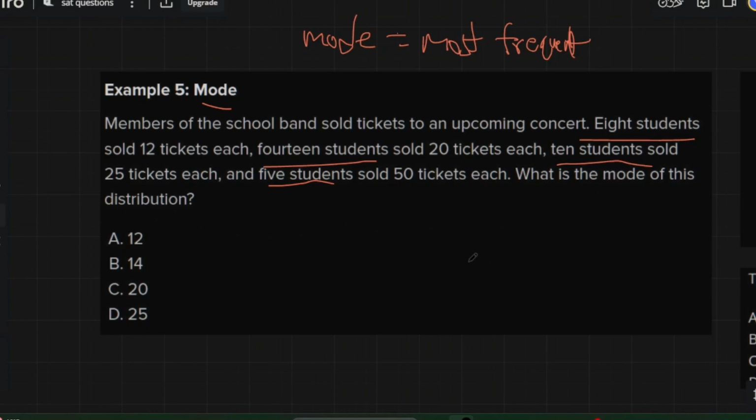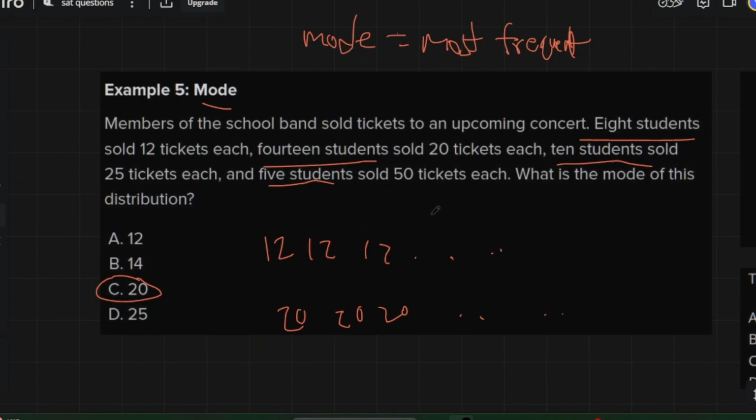So the mode is essentially which number is coming up the most, right? So 8 students sold 12, so it would be 12, 12, 12, and so on, until 8 times. 14 sold 20 tickets each, so it'd be 20, 20, 20, all the way up to 14, and so on, right? Same thing would happen with the 25 tickets and the 50 tickets. Now, 20 would show up the most because the most students sold that amount of tickets. Therefore, C would be our answer.